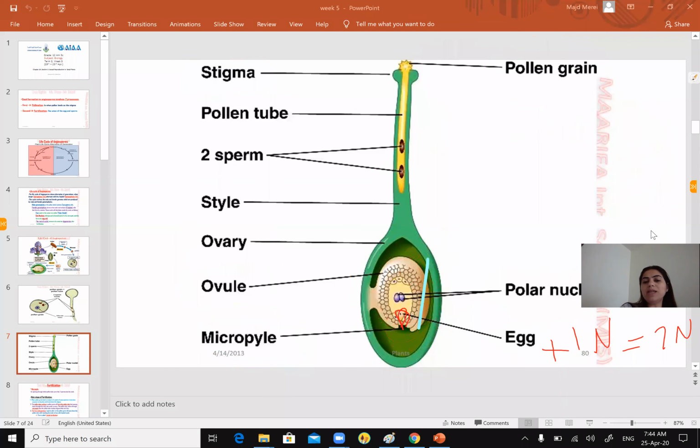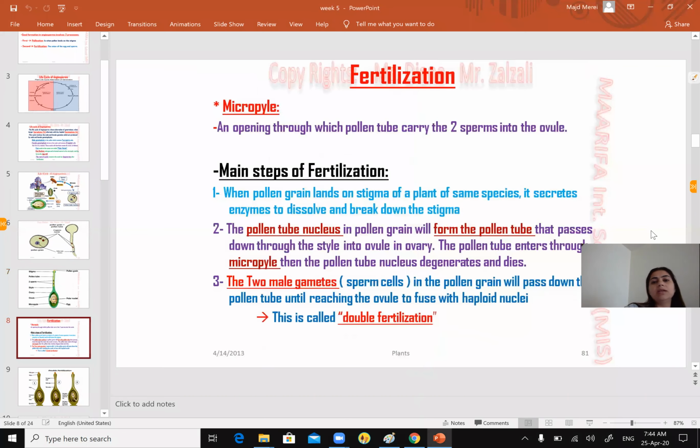So notice there are many, many slides related to double fertilization. But if you understood the video, which is only 4 minutes, it summarizes everything that is happening within double fertilization. What is the micropyle? As we said, it's an opening through which the pollen tube carries the two sperms into the ovule. The main steps of fertilization. Let's go through these steps.